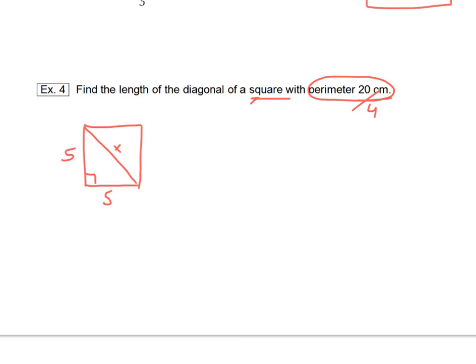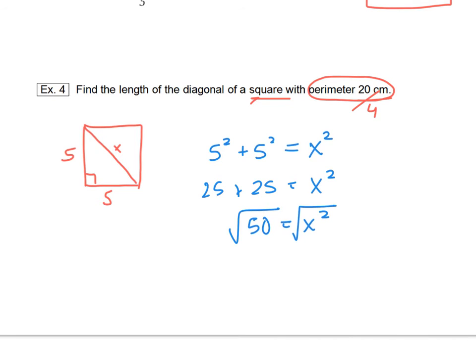So a squared plus b squared, 5 squared plus 5 squared equals our hypotenuse, x squared. So this gives us 25 plus 25 equals x squared. 25 plus 25 is 50. And then you square root both sides.